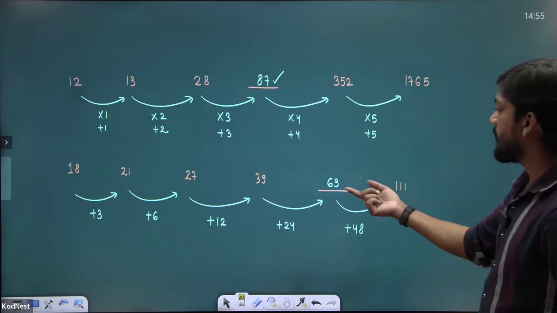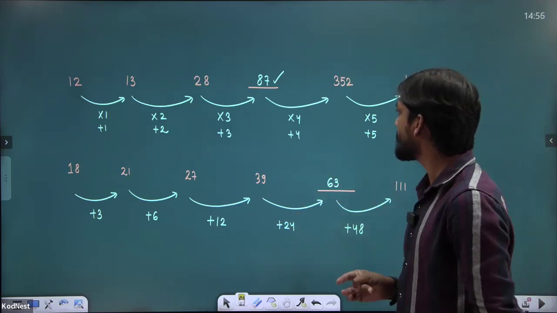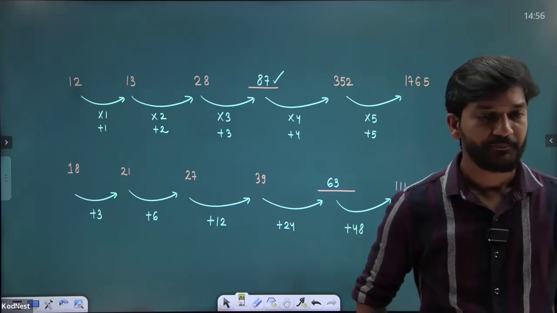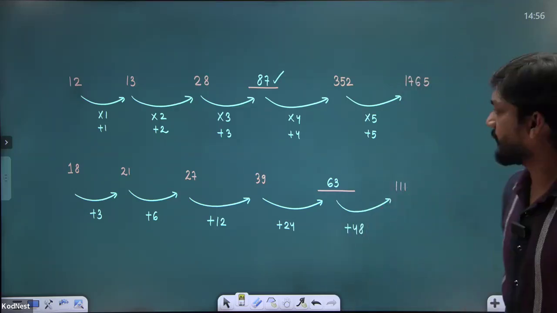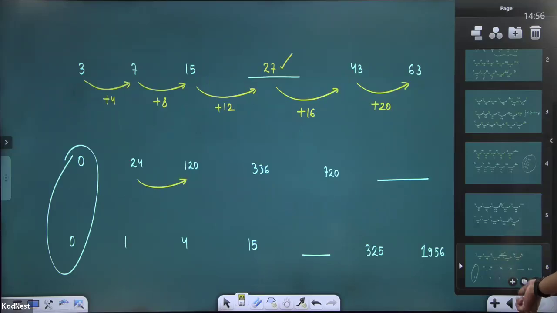It's 63, na? 39 plus 24, 63. 8 plus 3, 11. Yes, 63. Why 64? Carefully check. It's 63, not 64.